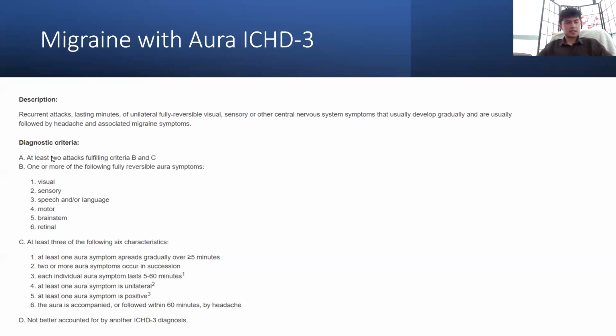And the diagnostic criteria are this time at least 2 attacks fulfilling criteria B and C. What are those? One or more of the following fully reversible aura symptoms: visual, sensory, speech and/or language, motor, brainstem, retinal. And at least 3 of the following 6 characteristics: at least 1 aura symptom spreads gradually over at least 5 minutes; 2 or more aura symptoms occur in succession; each individual aura symptom lasts 5 to 60 minutes; at least 1 aura symptom is unilateral; at least 1 aura symptom is positive; and the aura is accompanied or followed within 60 minutes by headache. You can see that all of them cannot happen at the same time, but 3 of them will be enough. And again, not better accounted for by another ICHD-3 diagnosis.